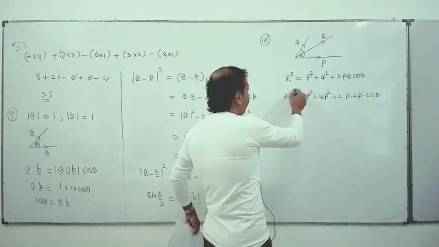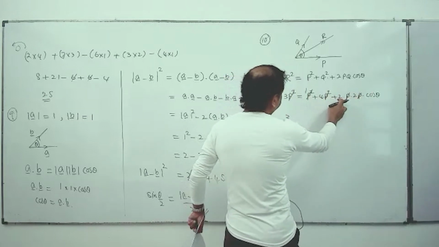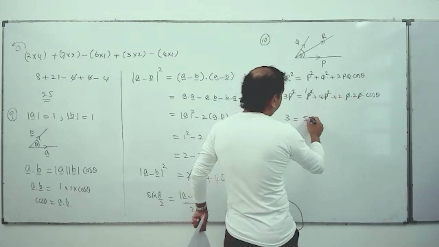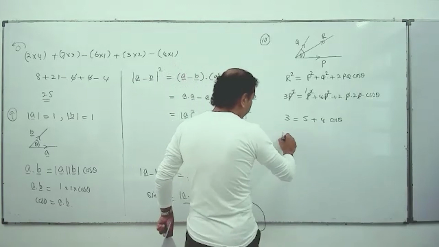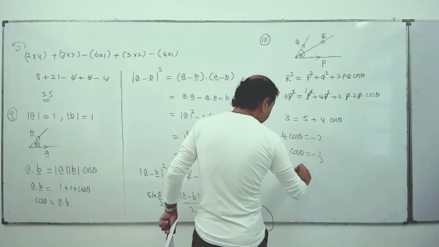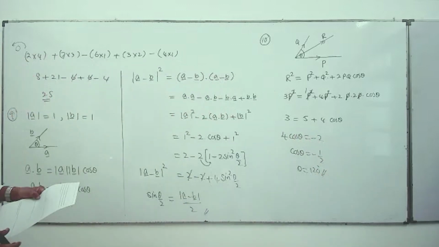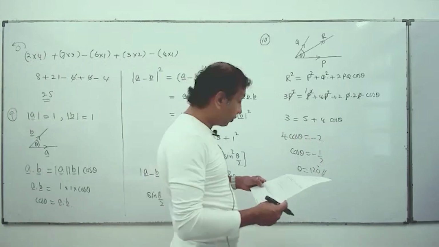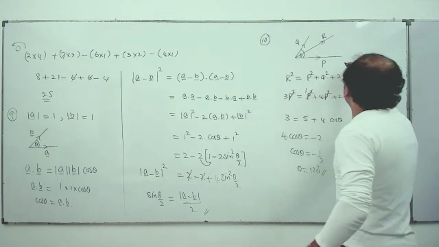Now you can simplify this. P squared can be cancelled down. Here 1, this is 3, here 5, 4 cos theta. Then 4 cos theta equals minus 2, so cos theta is minus half, which means theta is 120. Also find the angle between the resultant and the first force. First force is this P force.